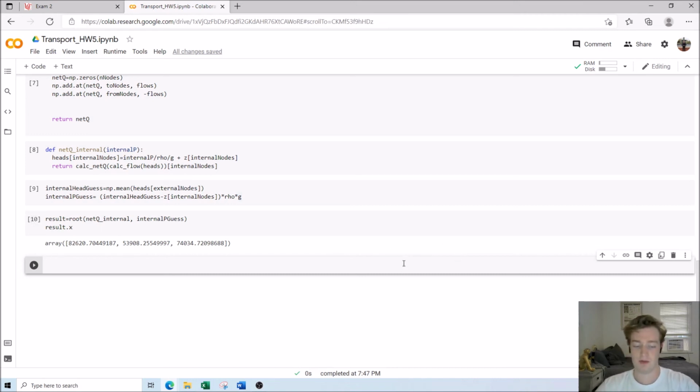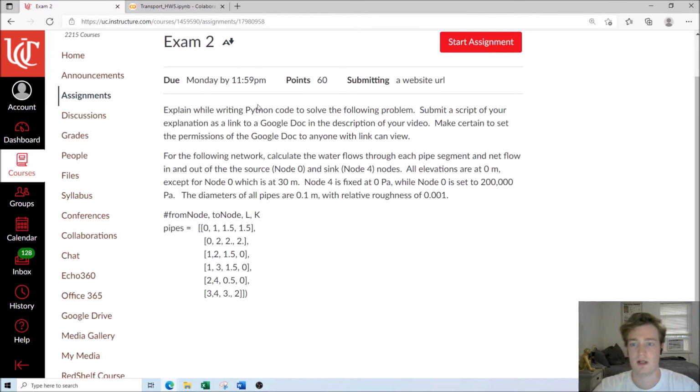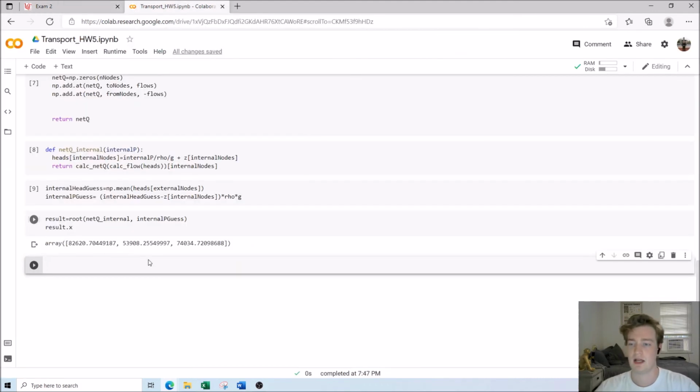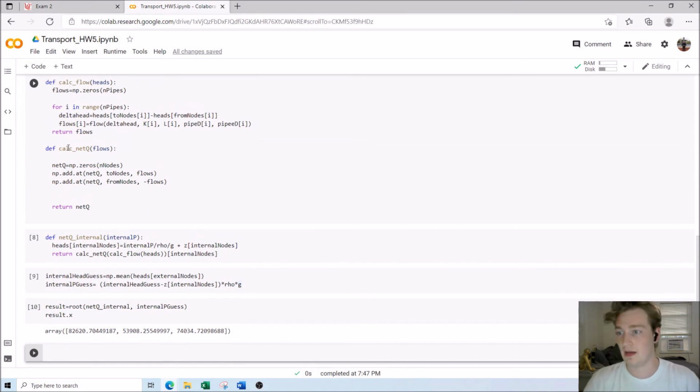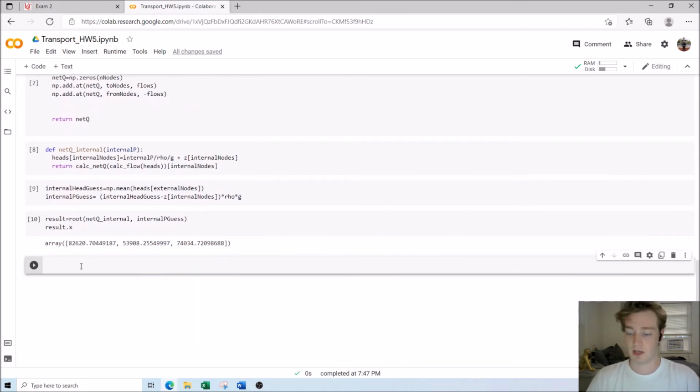All right. We were about to display all the information that we just got, right? So let's see what the question was wanting in the first place. We wanted the water flows through each pipe segment and the net flow in and out of the source and sink. All right, that'll actually be pretty easy to do. So what are we going to do? We are going to start with the flows through each pipe. So how do we calculate that? We have a function for that. It's right up here, right? Calc flow. So we're going to use that calc flow.